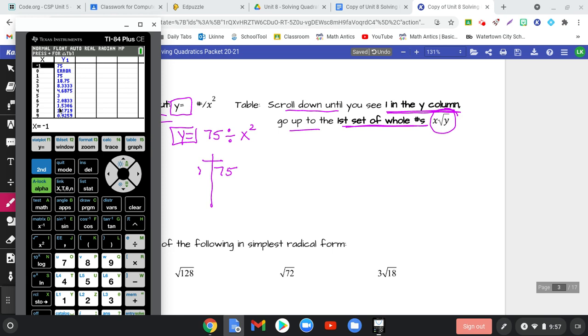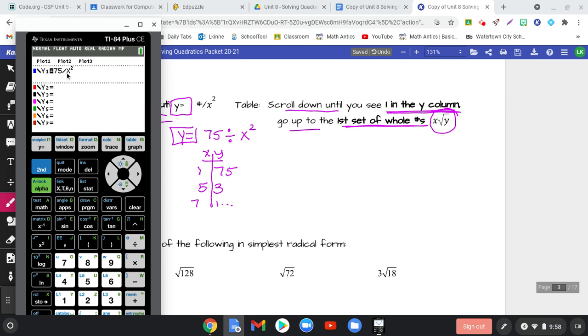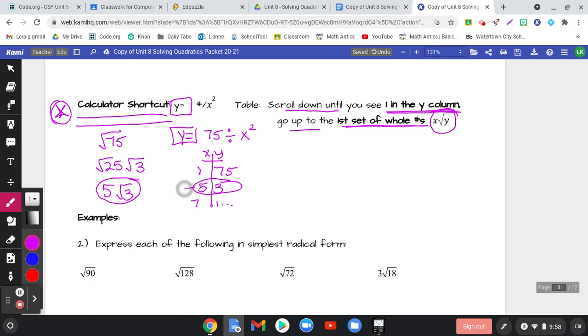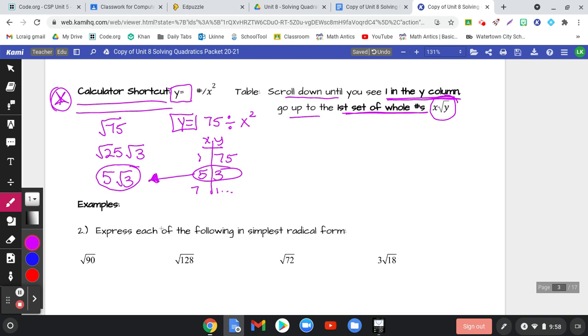So I'm just going to write that down. So we see 5, 3, and then I see 7, 1 point something. We're not looking at the decimals. So basically, you type in the number, you go to y equals the number divided by x squared, go to the table, scroll down until you find a 1 in the y column, and go back up until you see the first set of whole numbers, 5, 3. So that means your radical simplified is 5 radical 3. The x goes in front, the y value goes underneath the radical.